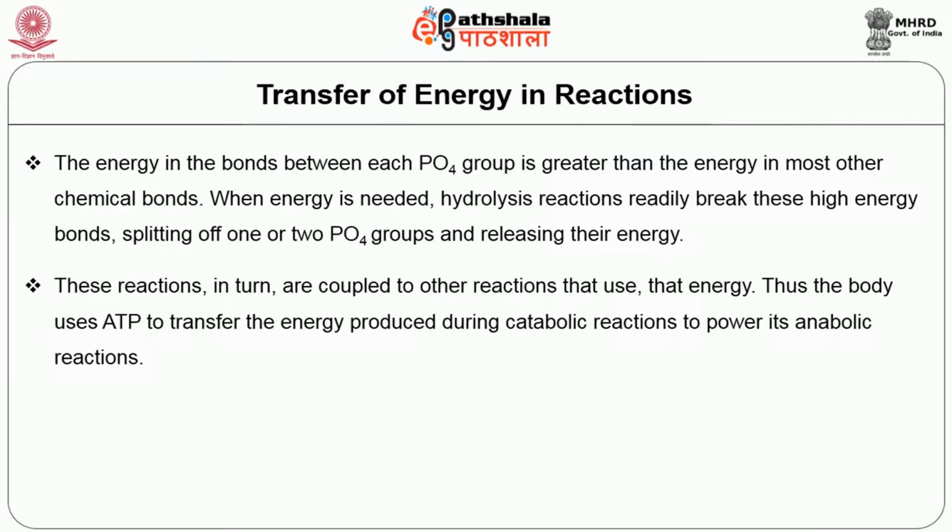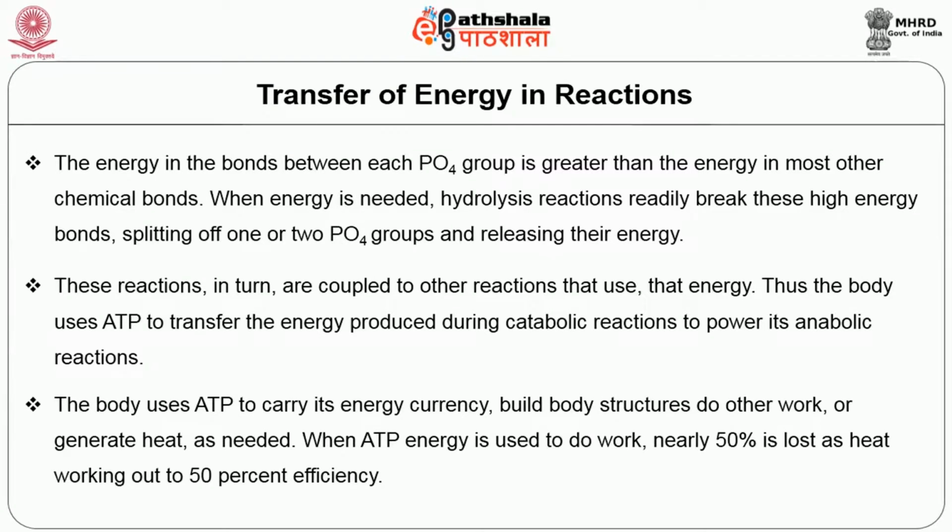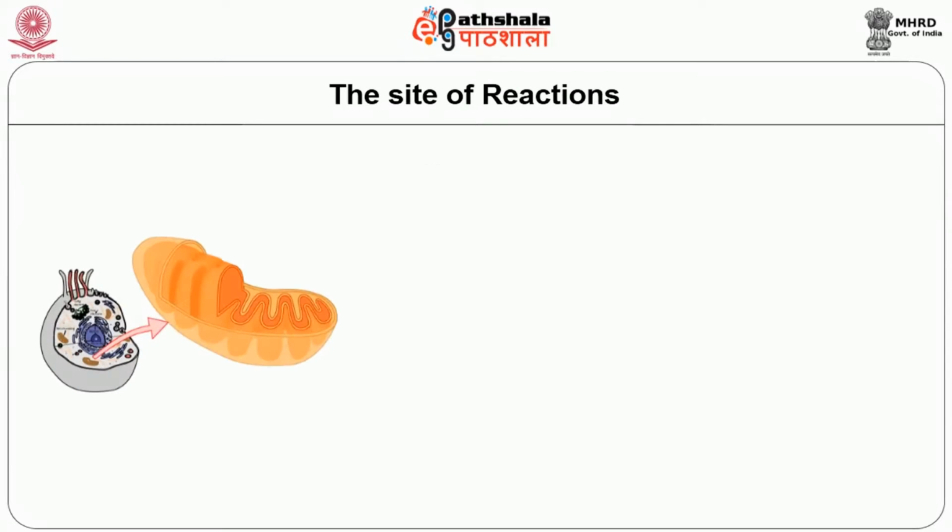These reactions in turn are coupled to other reactions that use that energy. Thus, the body uses ATP to transfer energy produced during catabolic reactions to power its anabolic reactions. The body uses ATP to carry its energy currency, build body structures, do other work or generate heat as needed. When ATP energy is used to do work, nearly 50% is lost as heat, working out to 50% efficiency.